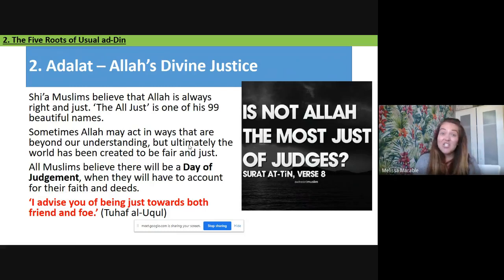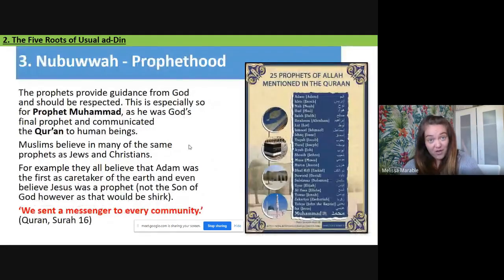So Islam teaches you are fair to everybody. It doesn't matter if you like them or not. What is fair is right. Okay, number 3 is Nabuwah, which means the prophethood. Now, you have another term for prophethood, which is Risala. Now, for Shia, you call it Nabuwah, okay?